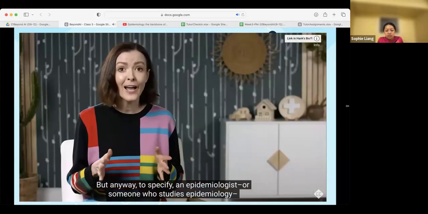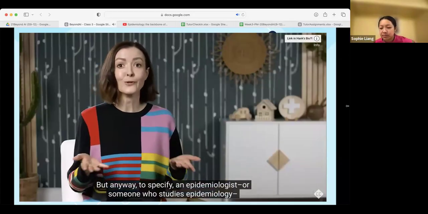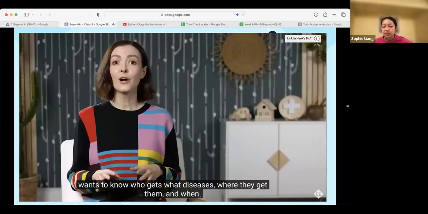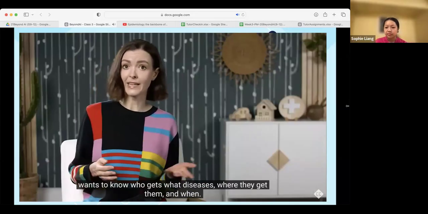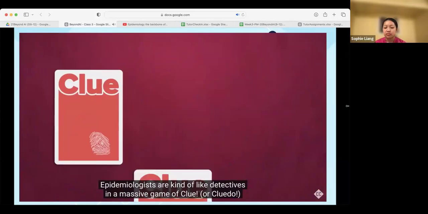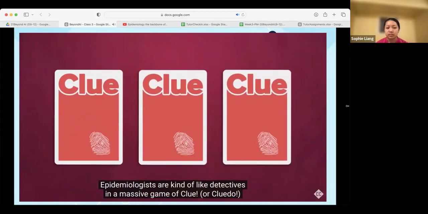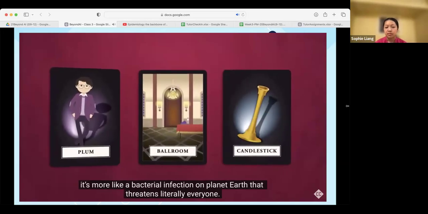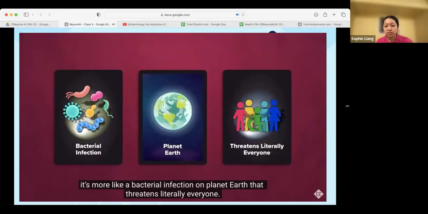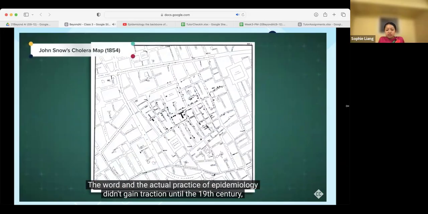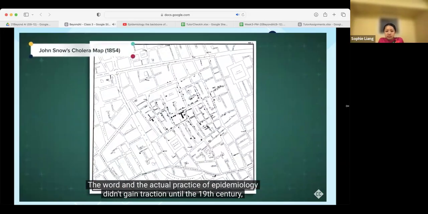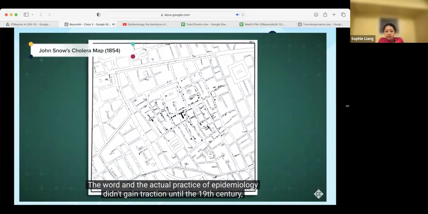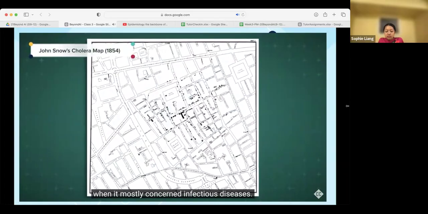But anyway, to specify, an epidemiologist, or someone who studies epidemiology, wants to know who gets what diseases, where they get them, and when. Epidemiologists are kind of like detectives in a massive game of Clue, or Cluedo. Except instead of Professor Plum in the ballroom with the candlestick, it's more like a bacterial infection on planet Earth that threatens literally everyone. The word and the actual practice of epidemiology didn't gain traction until the 19th century, when it mostly concerned infectious diseases.